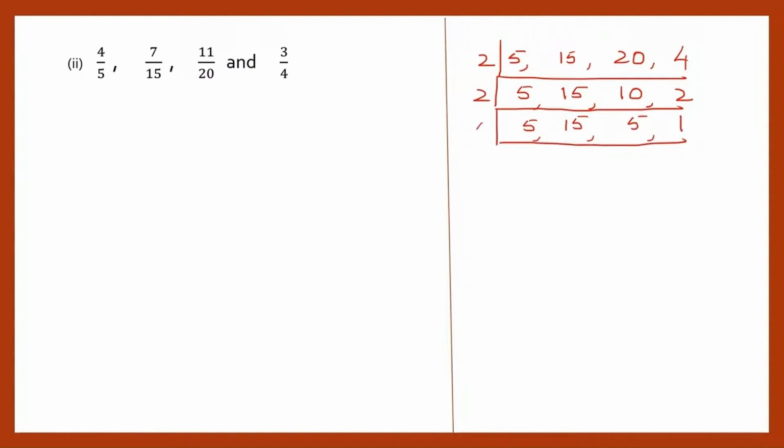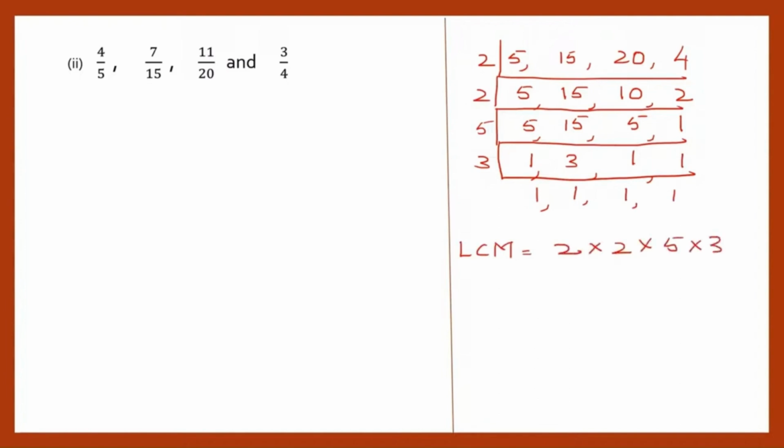Now I can use 5. 1, 5 threes are 15, 1 and 1. So now I will use 3, 1, 1, 1 and 1. So let's find the LCM. 2 into 2 into 5 into 3.